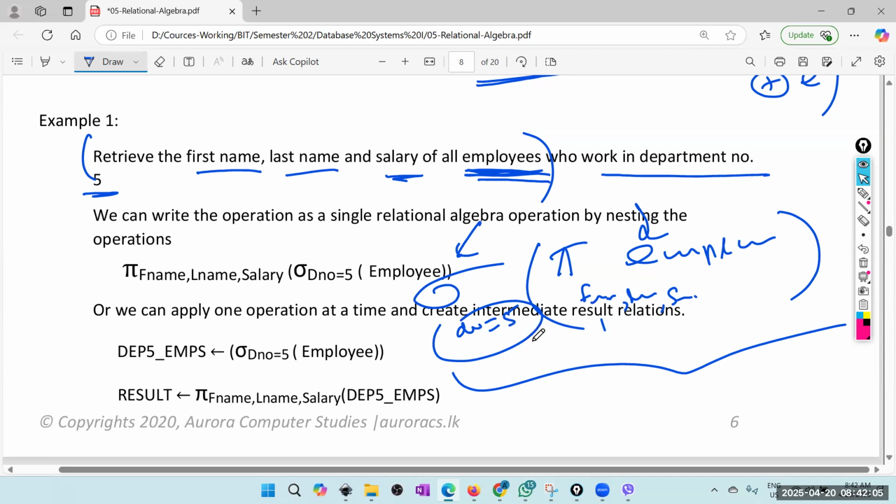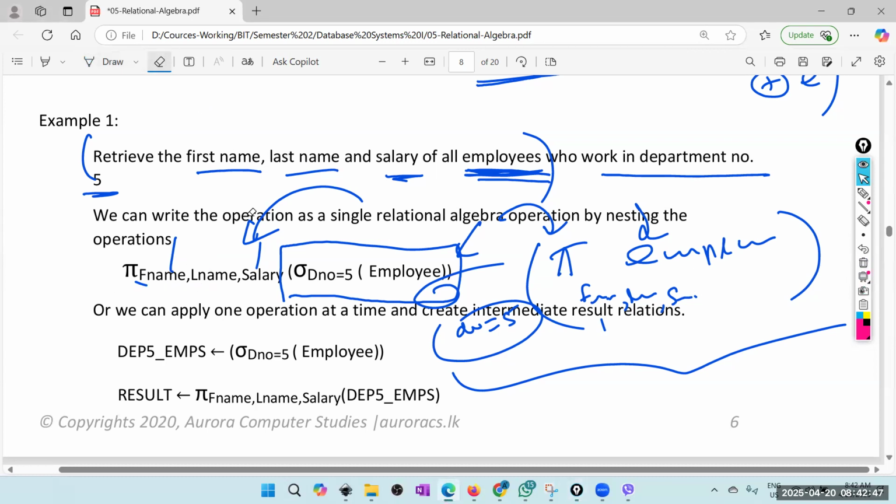And now you can clearly see something. Either you can write it like that, or first you can do the sigma. Filter out records, selection, and on those selected records, now you filter out the required columns. So that is another option. Either you can write like this, or you can write like this. Both are valid. Both are correct. Both are theoretically 100% correct. But if you look at it practically, which one is better? Anyone?